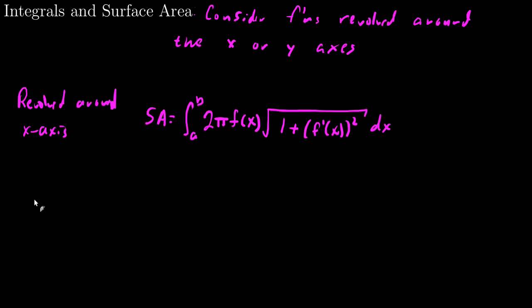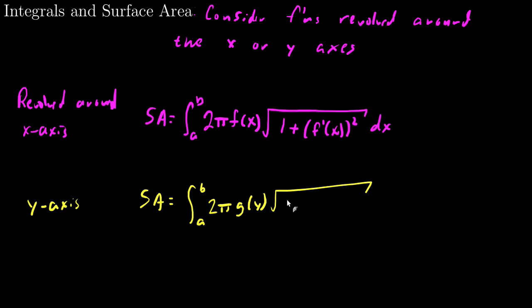And if I'm revolved around the y-axis, the surface area is going to be pretty much the same thing, except I'm going to have a function in terms of y and a dy here. So surface area equals integral from a to b of 2 pi g of y times the square root of 1 plus g prime of y squared dy.